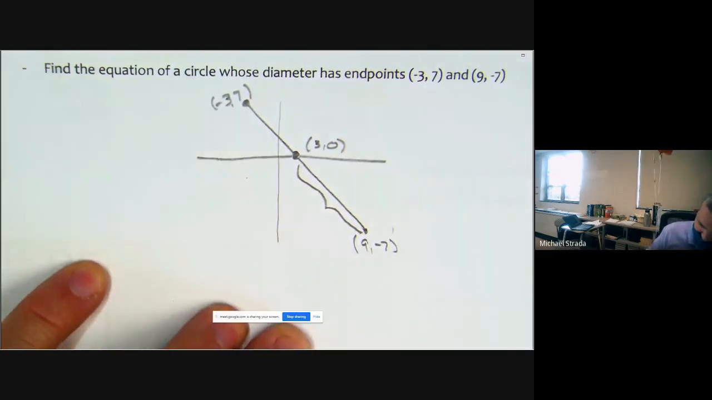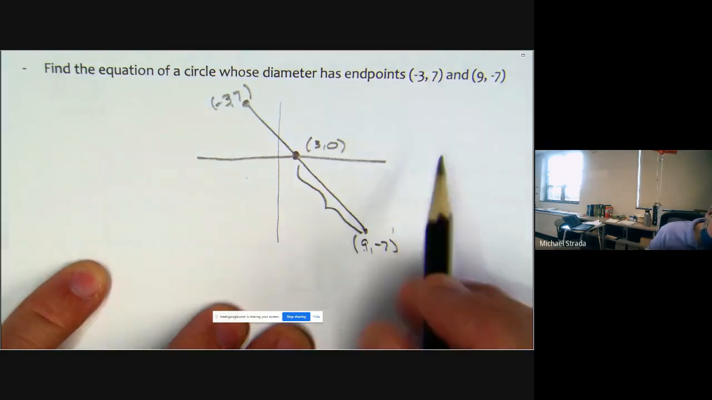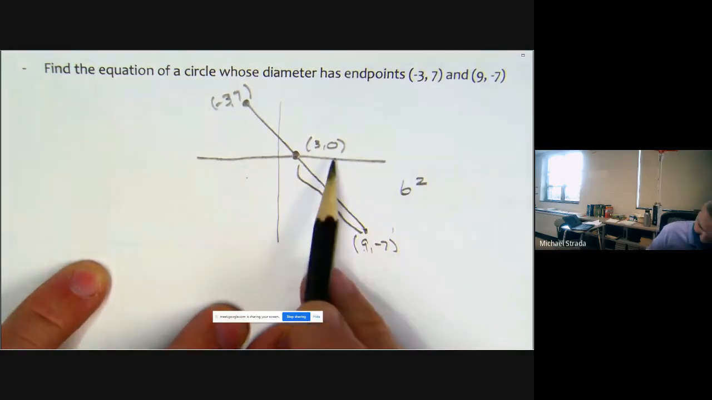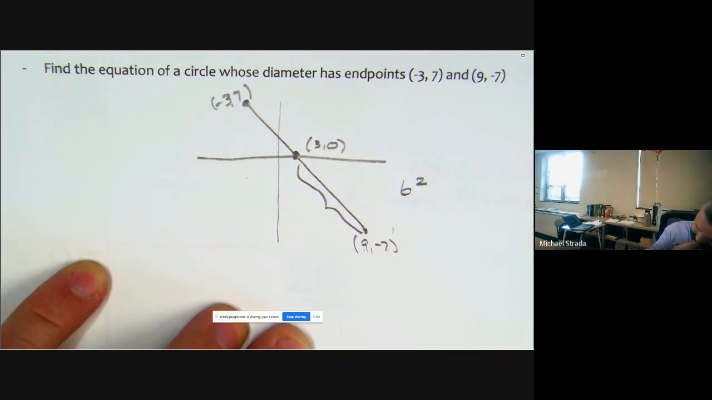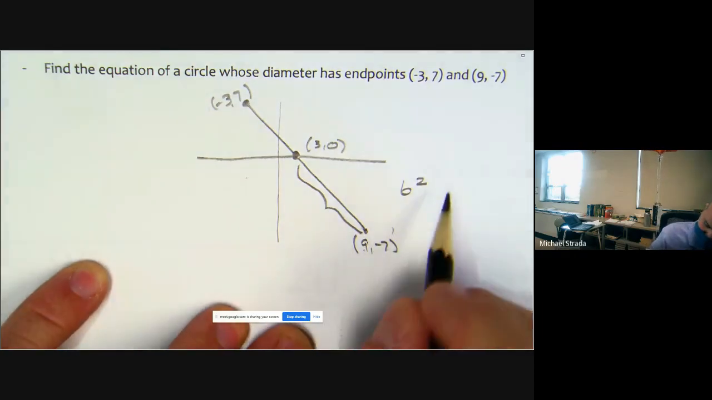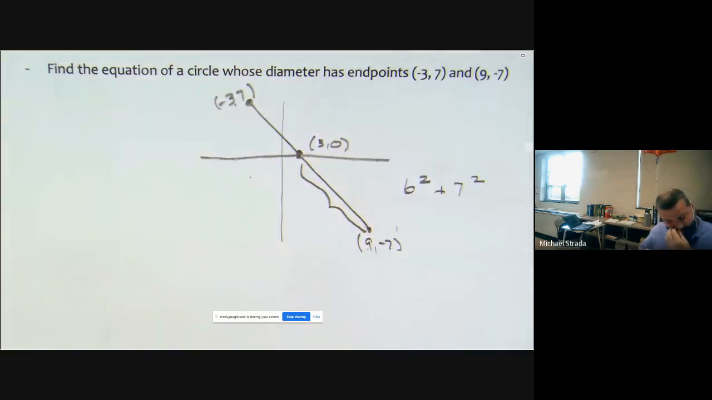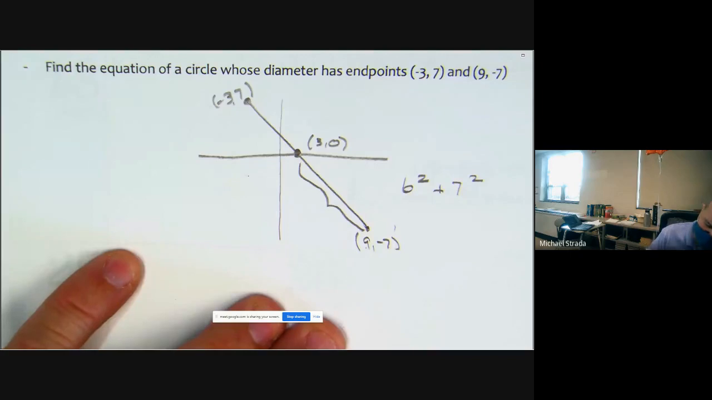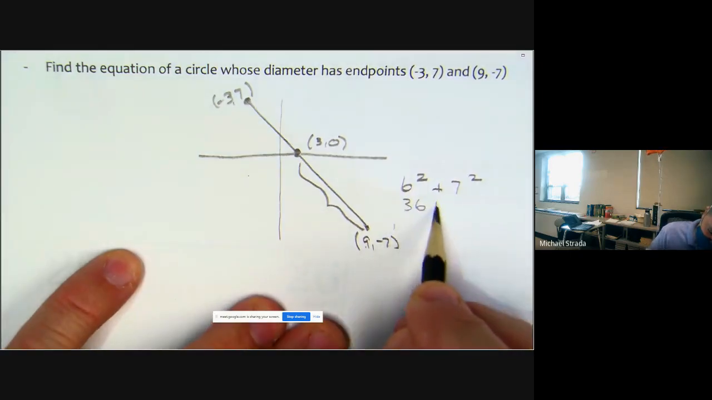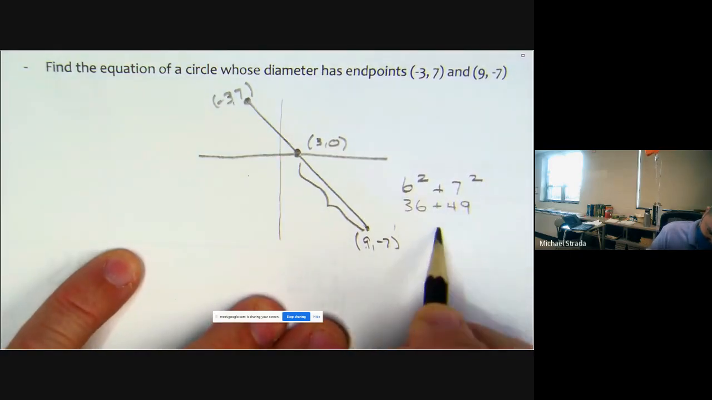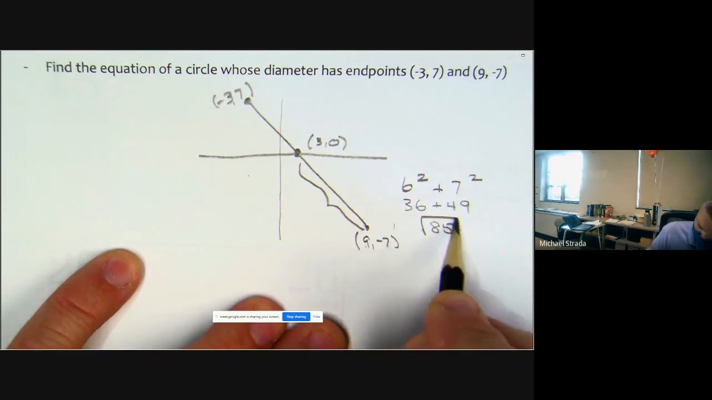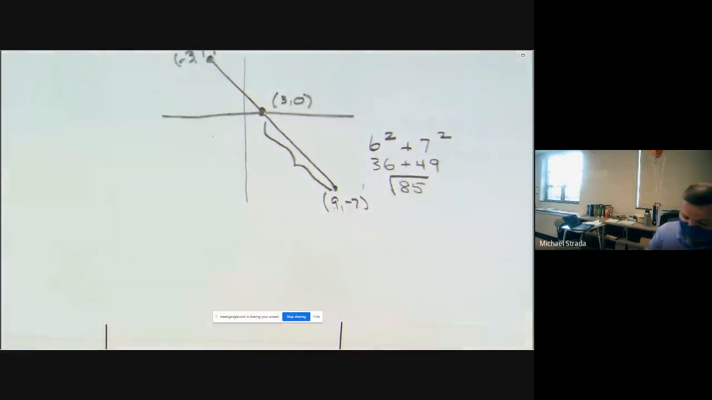If I do that segment, how far is it from 3 to 9? How far is it from 0 down to -7? Distance is always positive. What is 6 squared? 7 squared? I'm going to add them up: 85. And remember, whether we're using Pythagorean or the distance formula, the radius is the square root of 85.